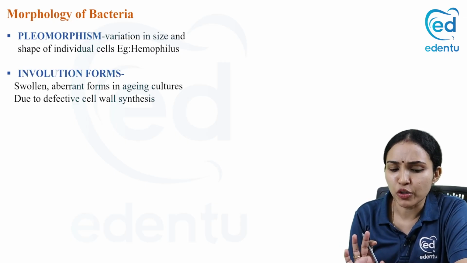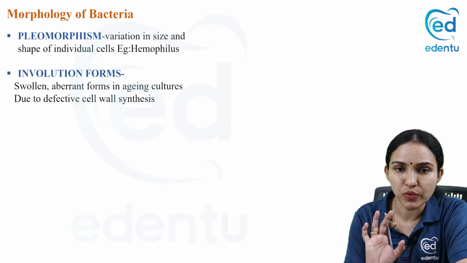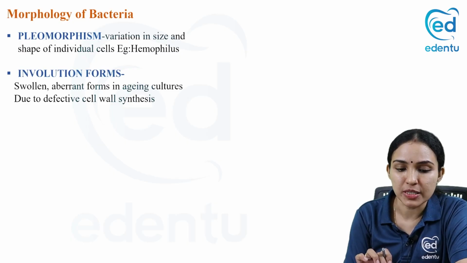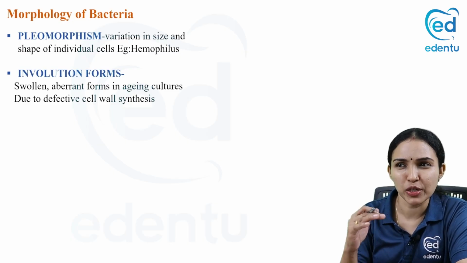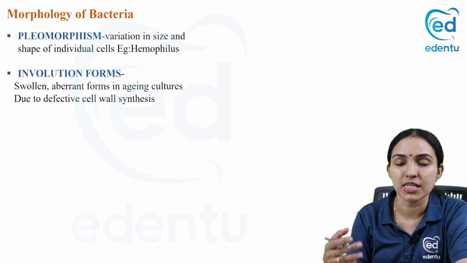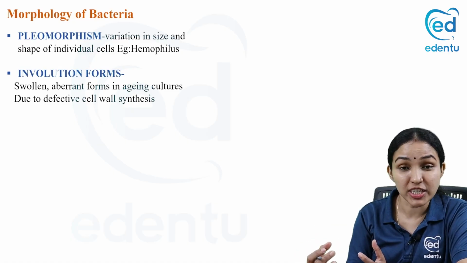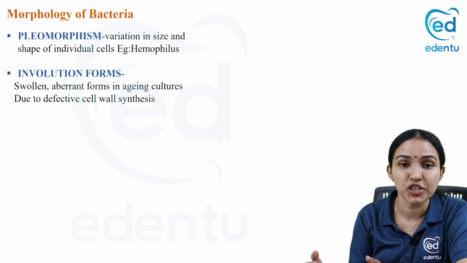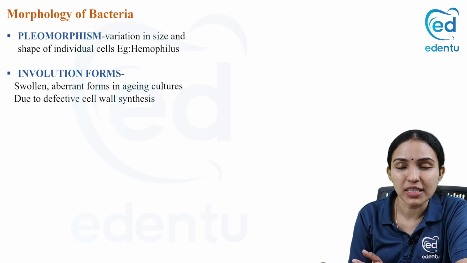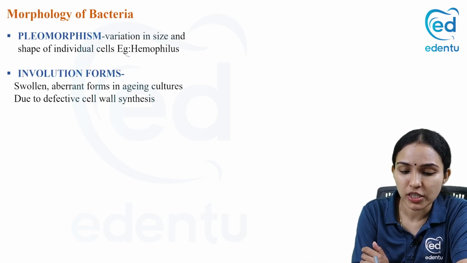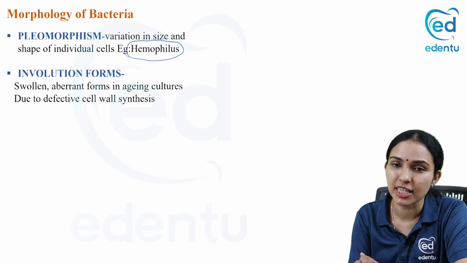And what is pleomorphism? What is involution form? With that, we conclude. So, pleomorphism is variation in size. Pleomorphic means it is showing different sizes and different shapes. Certain bacteria can be seen in different sizes and different shapes at different times. So, that is called pleomorphism. And the most important bacteria showing pleomorphism is Haemophilus.